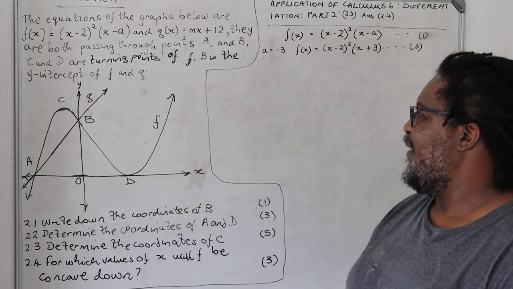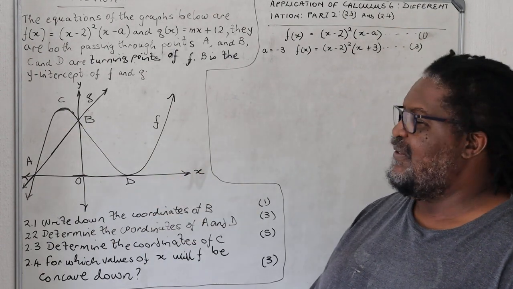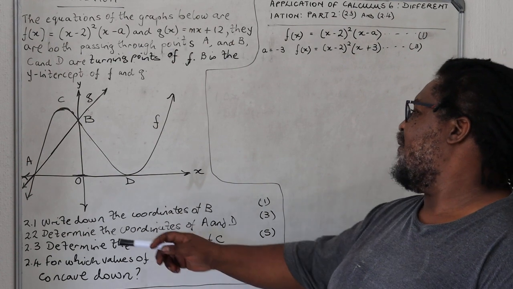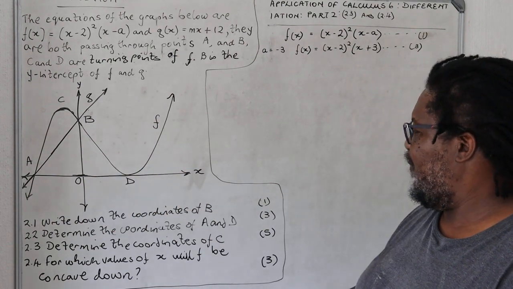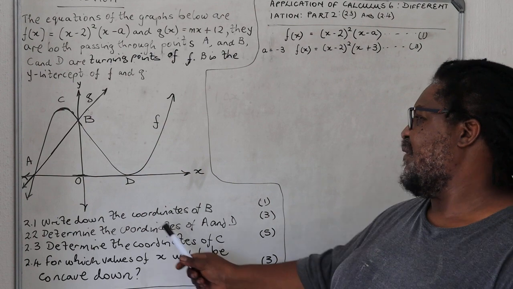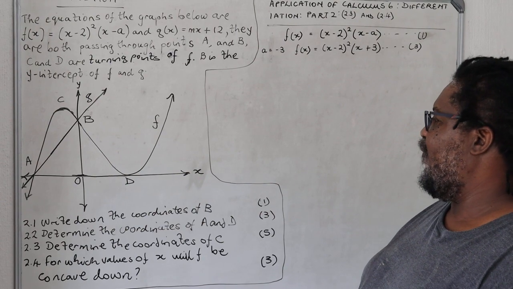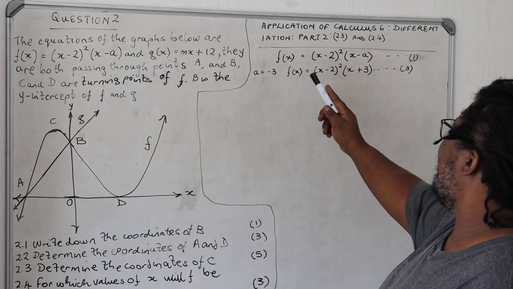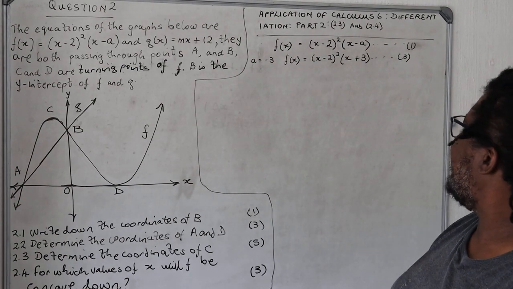That's C there. And what that means is that the gradient at that point is equal to 0. One can get the gradient of a curve by differentiating the curve once, so you get the first derivative. That is the reason why this question is 5 marks, because that's where the application of differentiation happens. So for us to be able to differentiate this curve, let us expand f(x) and write it as a cubic function.